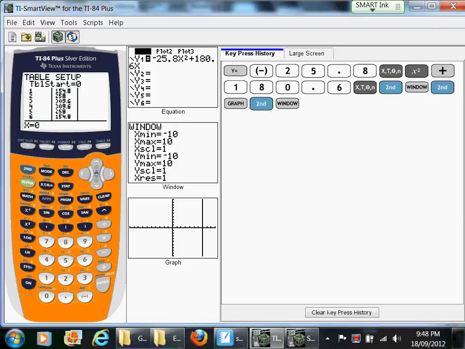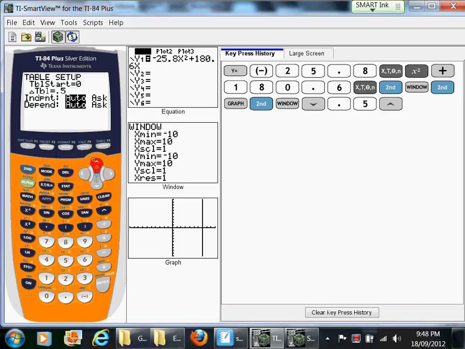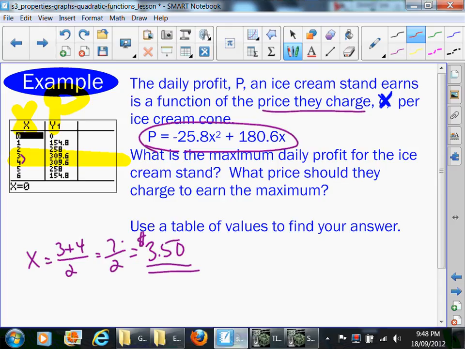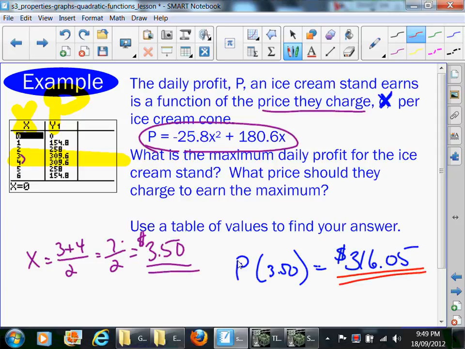We go second, it's annoying, second table set. Now, instead of going up by 1s, if we're going to go up to 3.5, then we can go up by 0.5s. And I can even start right at 3 because I know I'm interested in 3.5. So if I do that and I go second table, then I see, and I'm very interested here, at this value right here, at 3.5, the y value is $316.05. So going back here, I know that P of 3.50 is going to be $316.05.